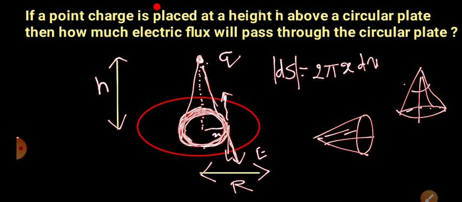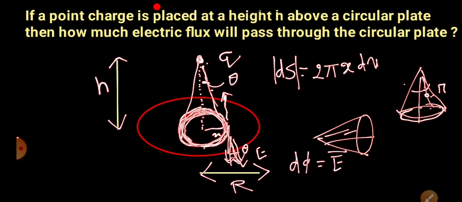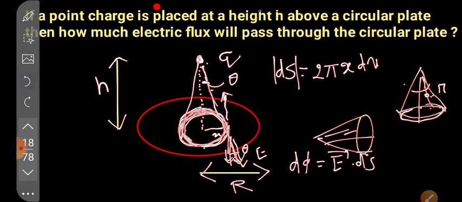So everywhere the magnitude of electric field will be constant, depending upon this r value, and this angle is a semi-vertical angle. So how much will be the value that we want to calculate? Suppose this angle is equal to theta. So the angle between the area vector and the electric field is theta. So we can calculate d phi is equal to E dot ds, and integration of d phi will give me the phi value.